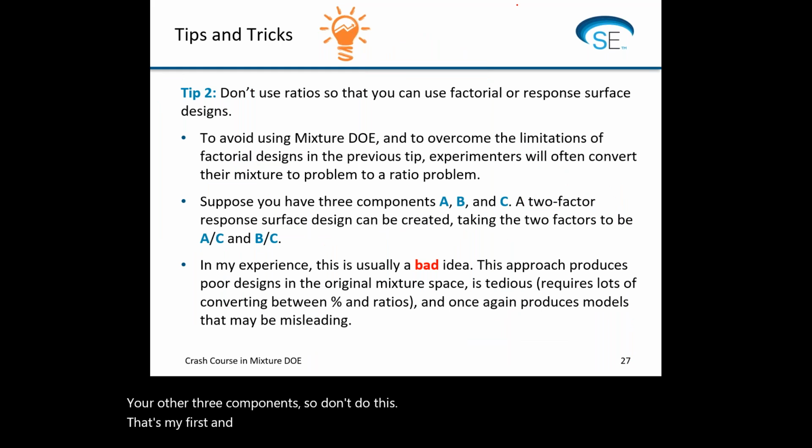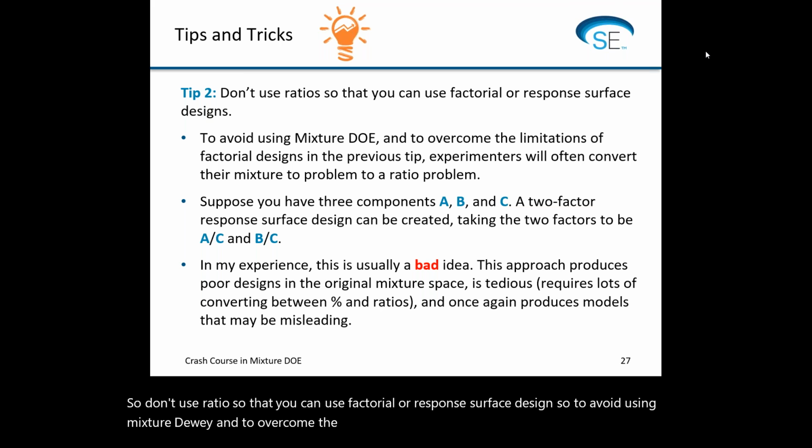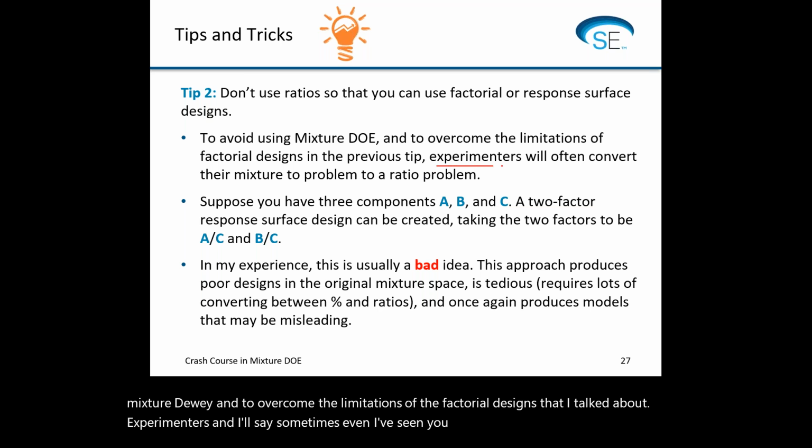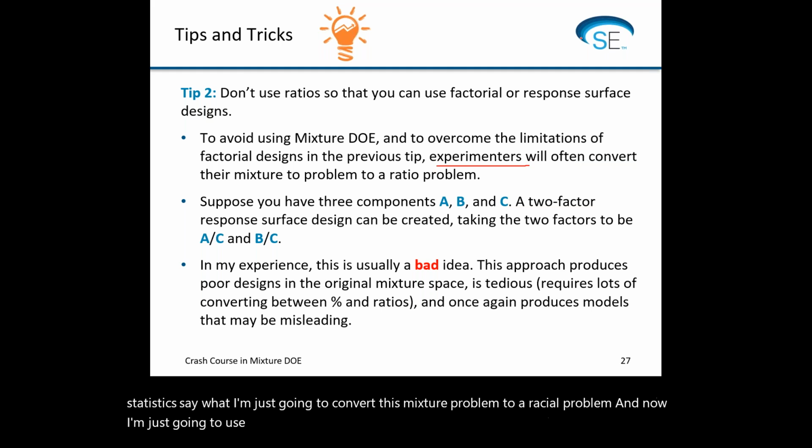And this next tip is somewhat related to this. I see this fairly frequently. Don't use ratios. So if you have 4 components, don't use 3 ratios so that you could use a central composite design, or a factorial or response surface design. To avoid using mixture DOE and to overcome the limitations of factorial designs, I've seen even people with master's degrees in statistics say, you know what, I'm just going to convert this mixture problem to a ratio problem and use my classic canned response surface design.